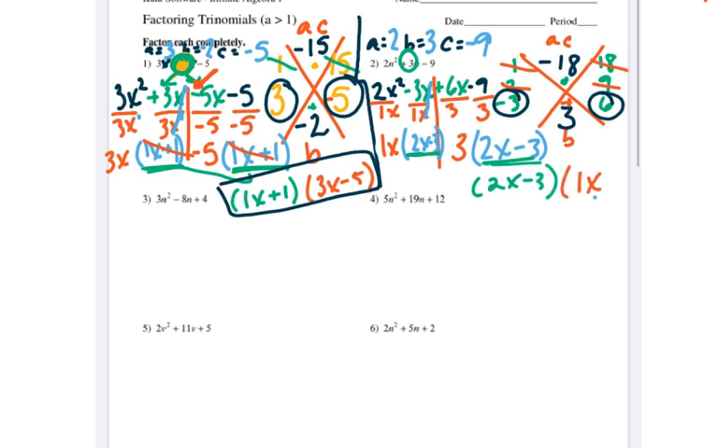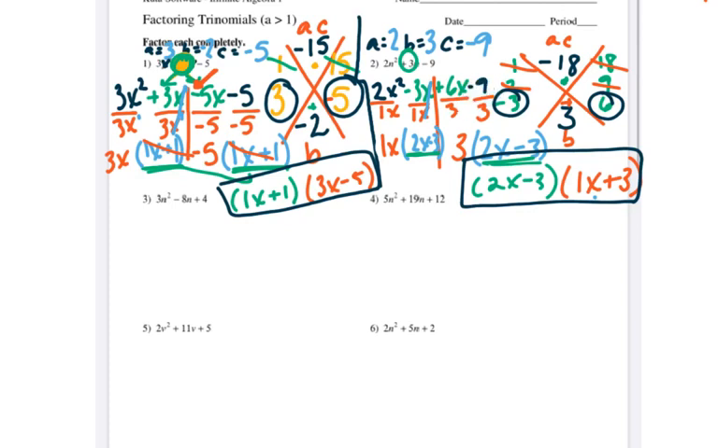And the front numbers were 1x plus 3. It's the opposite of what we did in the last chapter. 2 times 1 is 2x squared. 2 times 3 is 6x. -3 times 1 is -3x. -3 times 3 is -9. It's just the opposite of multiplying.